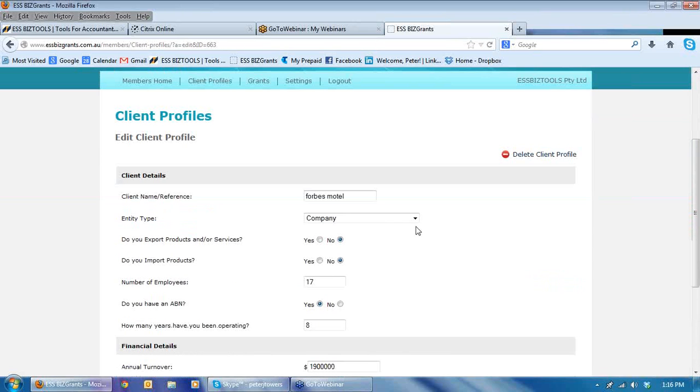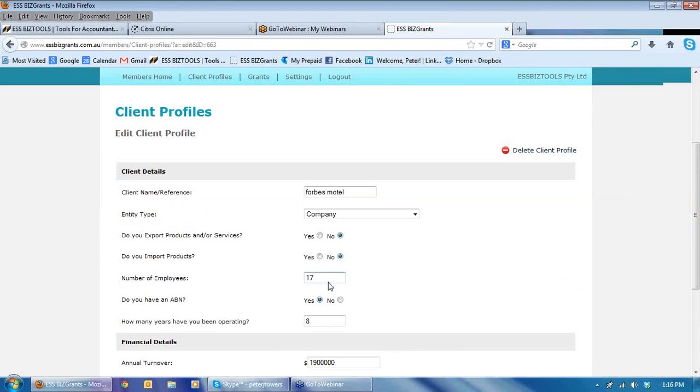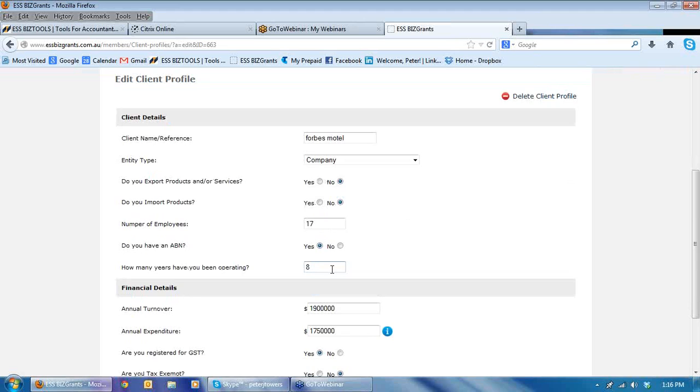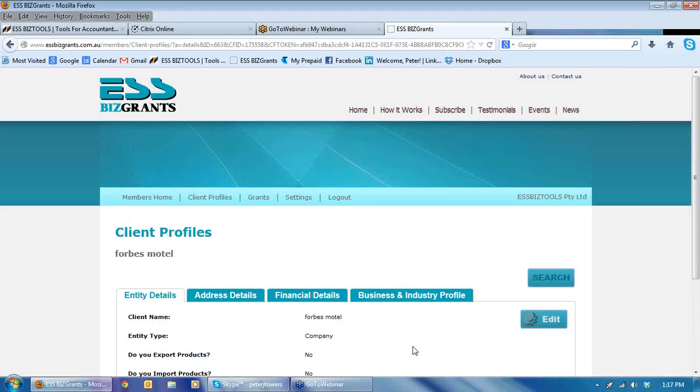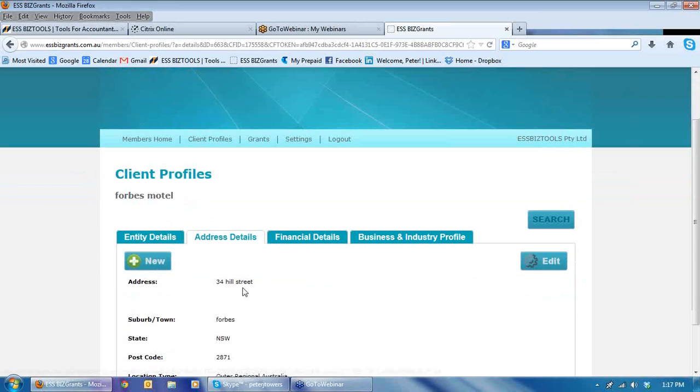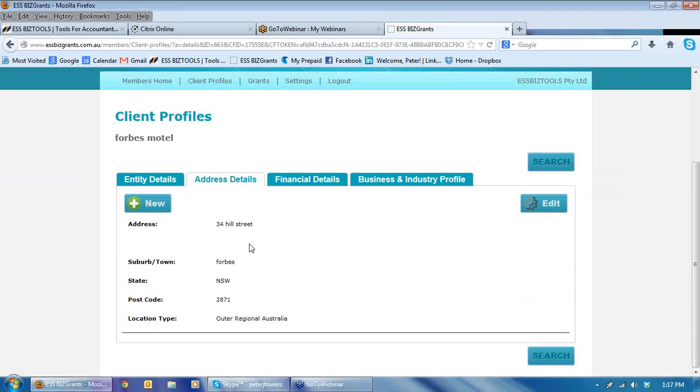We've said this Forbes Motel's a company. It's got 17 employees, it's been operating for 8 years, got a turnover of 1.9 million, costs of 1.75. So there's nothing else adverse about them. Now, when you're establishing a client's profile, you'll be invited to insert the address. We had inserted that they were in Forbes and placed in the postcode of 2871. The system immediately identified that they were in the outer regional Australia area.